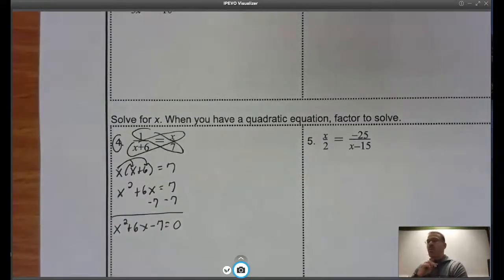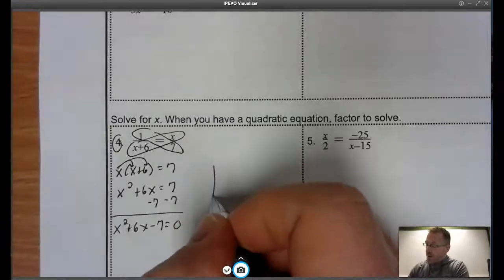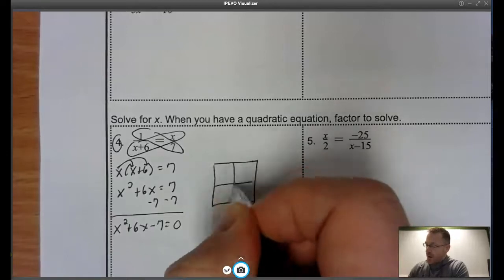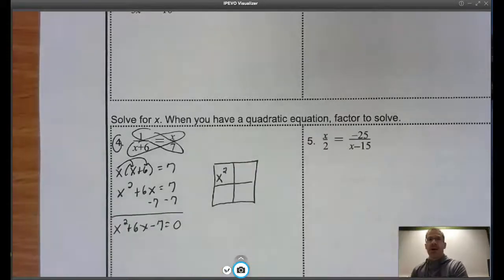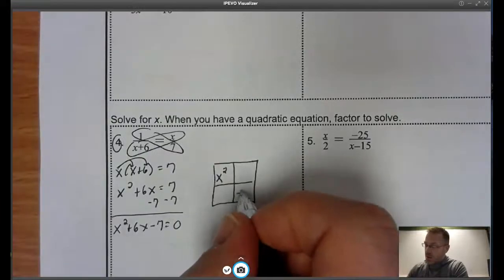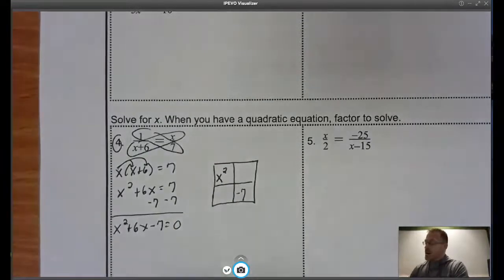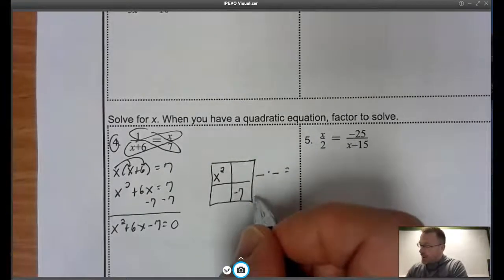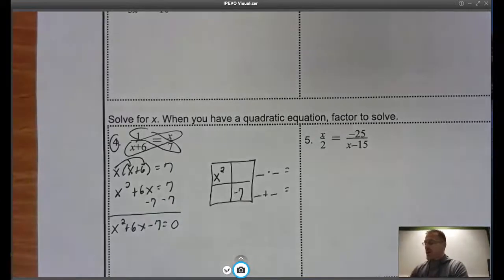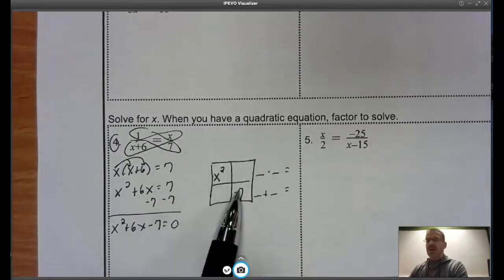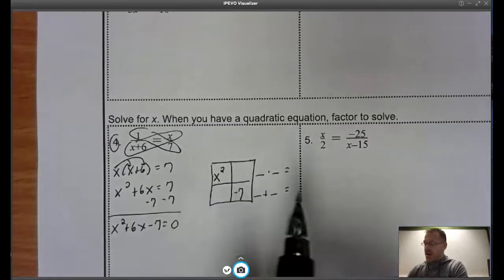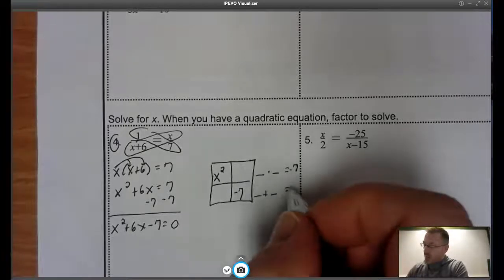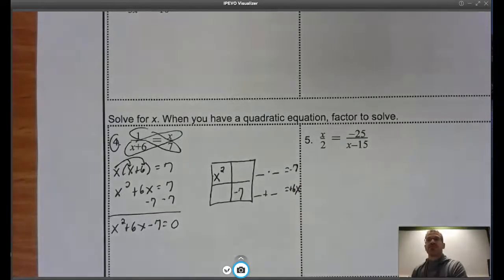Now what we're going to do is our area model, which is really just a physical representation of factor by grouping. Our a term always goes in the upper left. Our c term, which is our constant term, goes in the lower right. Now, our pattern is we have to do 2 things here. The first thing is we always have to do a times c. So a is 1, c is negative 7. That gives us this number here. And we are always going to add to get to our b term. So we need to get to a positive 6x.